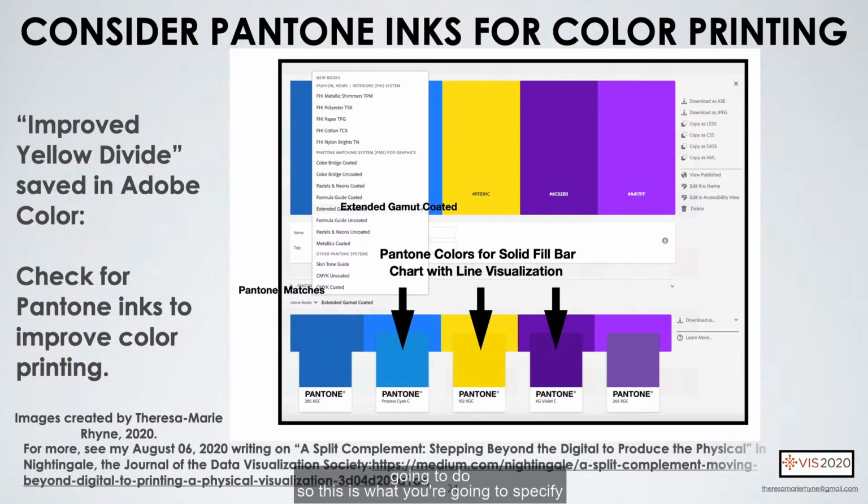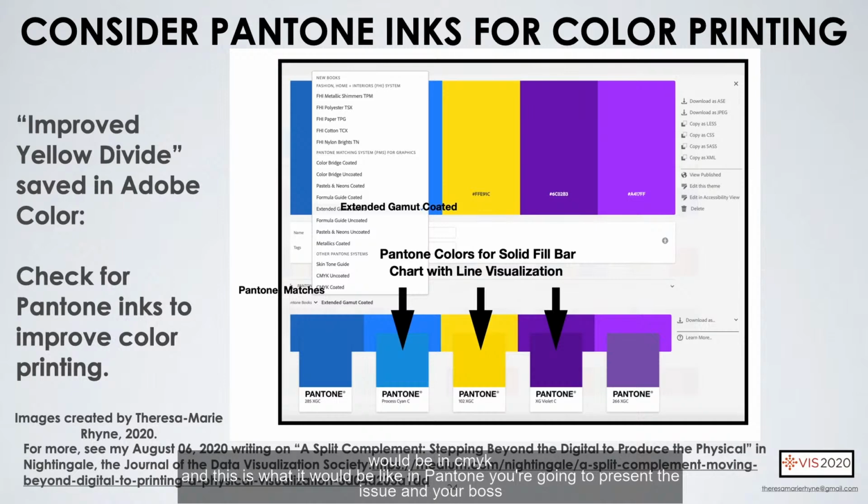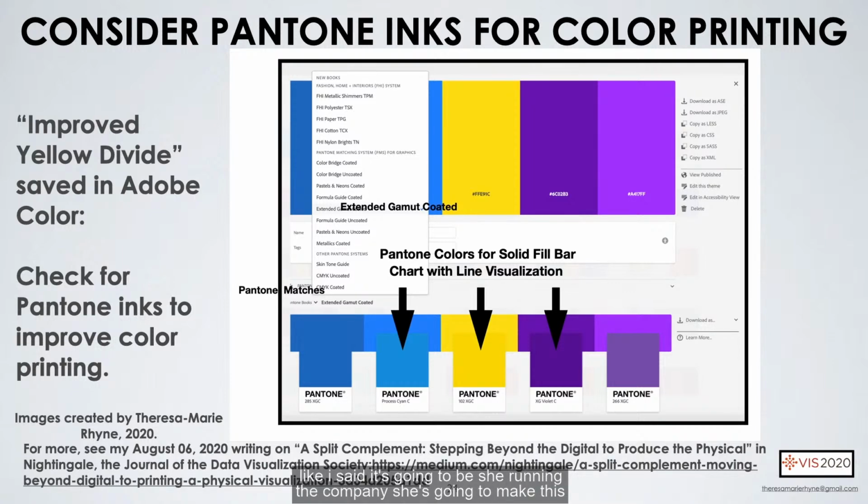So this is what you're going to specify, and it's going to cost. You're going to go back and ask your printer how much. Well, this is the combination of what it would be in CMYK, and this is what it would be like in Pantone. You're going to present the issue, and your boss, like I said, she's running the company. She's going to make the decision as to whether you're going to use this printing for the annual report. Okay, so that's the particular case study I was highlighting here.